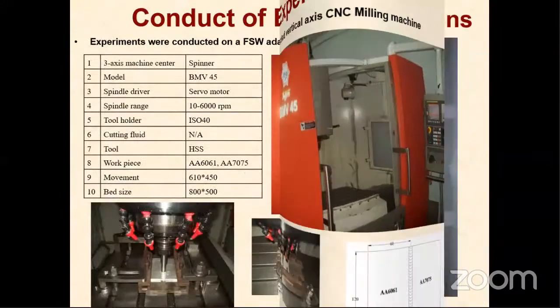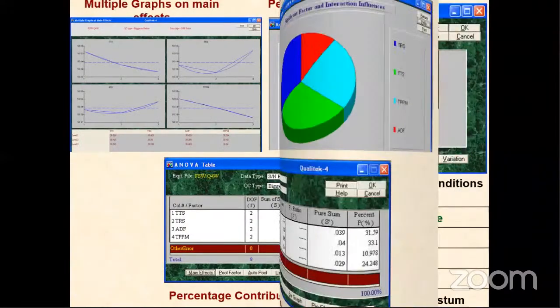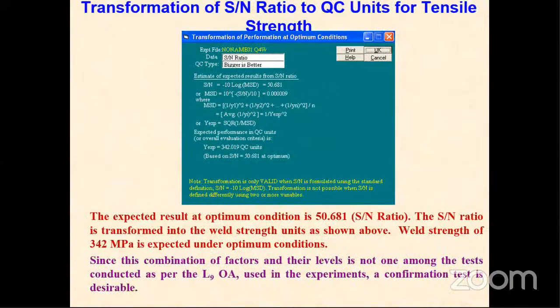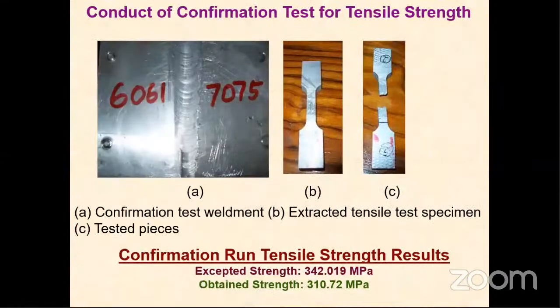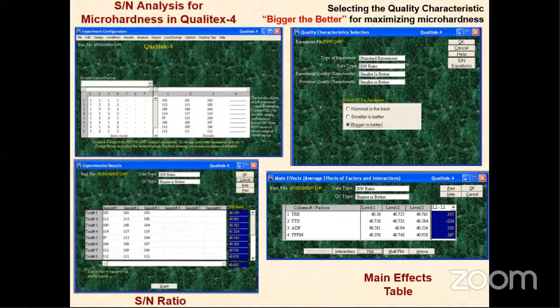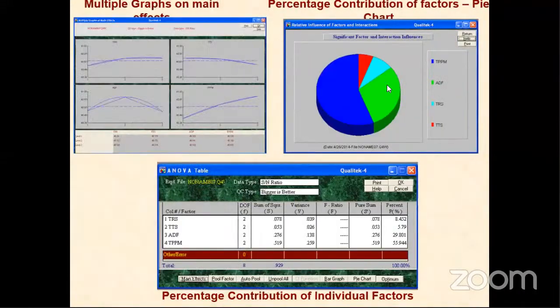I have conducted this for some friction stir welded test pieces. The first one is with hand calculation, and the second one is with Qualitek 4. You can use Qualitek, and this is the confirmation test. You can see, through calculation it has given 342 and in experiment it has given 310. That's what I say: you could predict very near, not always the exact one. Same way, you could see the computer giving all the levels.